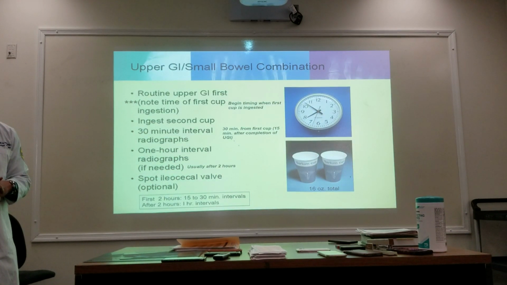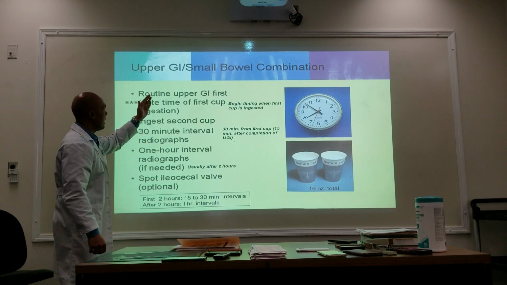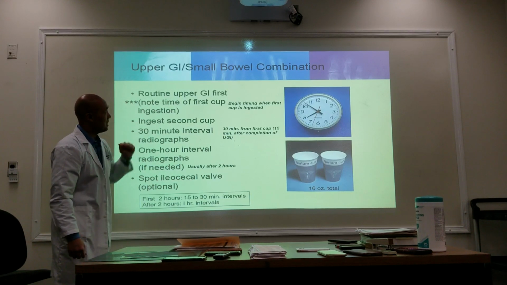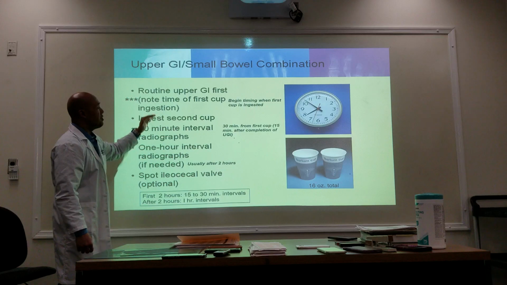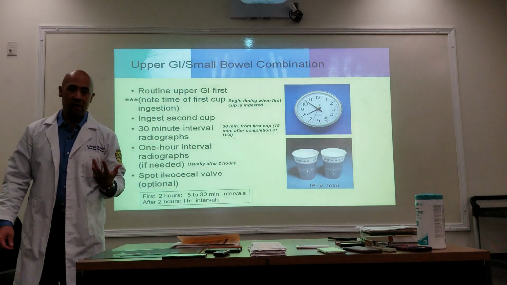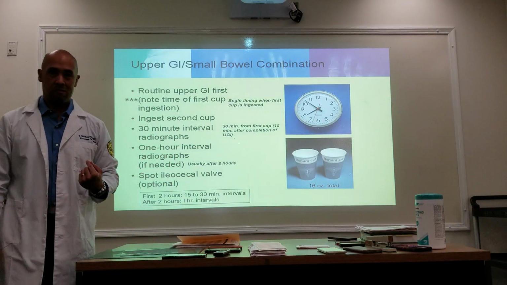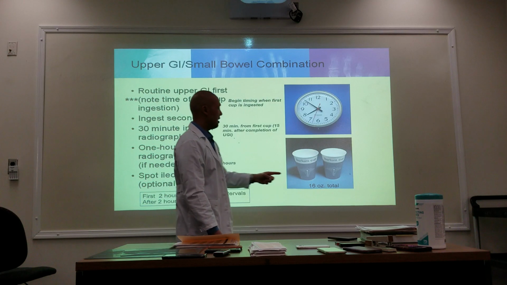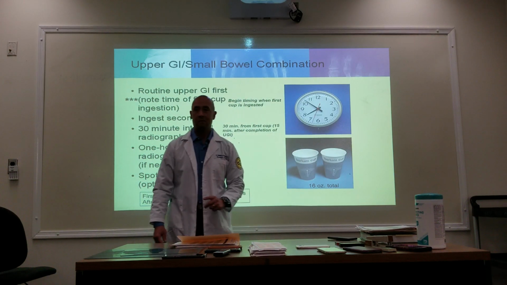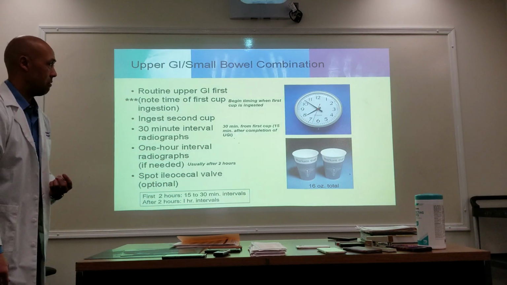Okay. Now, when you're done with the upper GI, and now you begin the second part of the exam, the small bowel series. After you've taken your upper GI overheads, you're going to sit your patient up, and now you're going to give them a second cup of barium. Their second 8-ounce cup, and they're going to drink that.